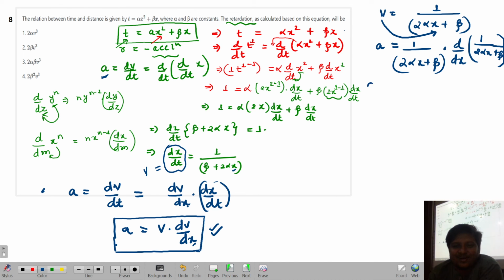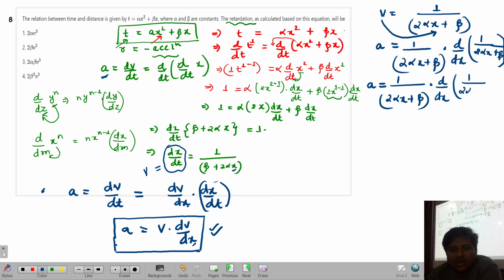Okay. So acceleration will become what? 1 by 2 alpha x plus beta into d by dx of 1 by 2 alpha x plus beta. Radha, are you here? Now you can solve this. Can you solve this differentiation, d by dx of 1 by 2 alpha x plus beta? Who will solve? Just do it.